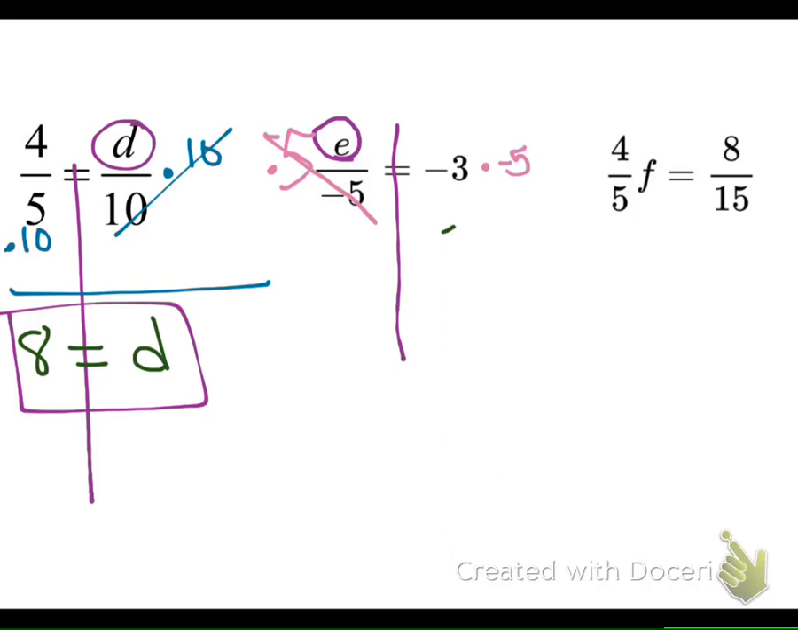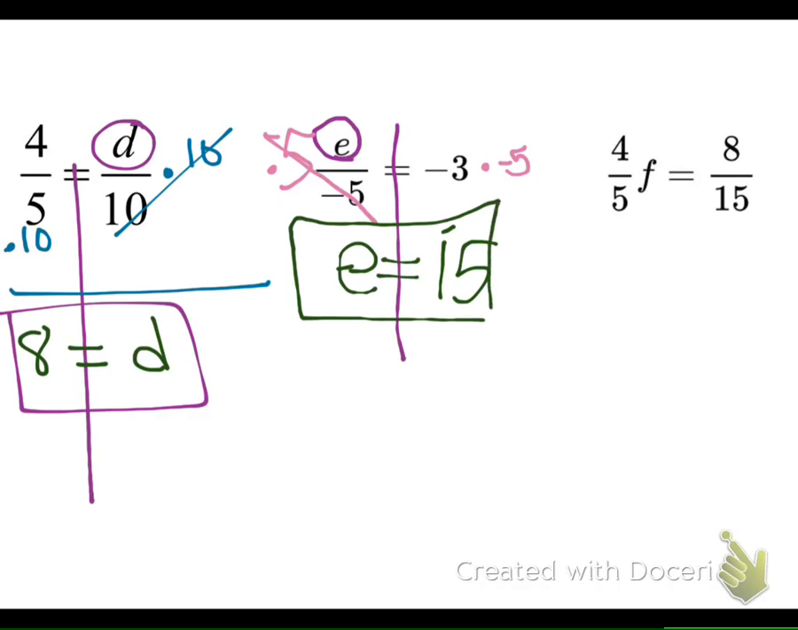So bring down your variable e, equals on your line of equality. Okay, what's negative 3 times negative 5? 15. Positive 15, right? So I got 15 in there. And then our final thing that we do is box it. How many of you guys got that one right? Nice.